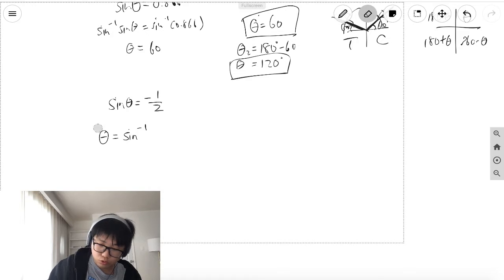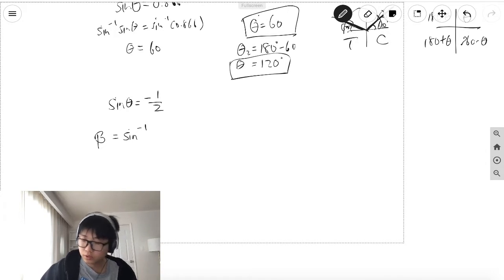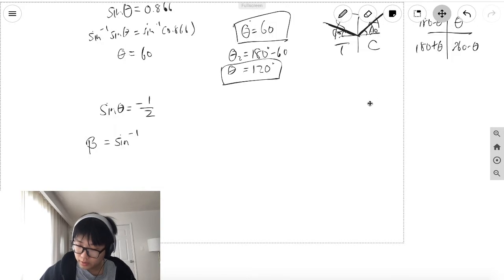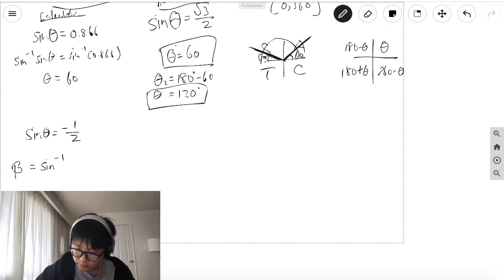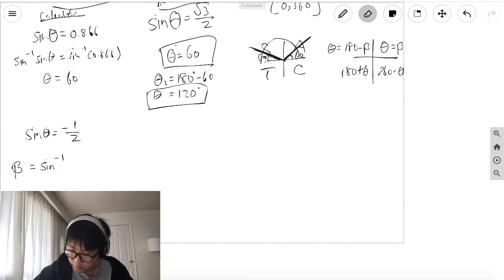you actually don't solve for theta, but you solve for beta. So I'm just going to give you a different letter. I'm calling this beta right here. So these small angles, I'll call that beta. So in this quadrant, beta is equal to theta. In this quadrant, I'm going to revise that. The theta, which is the big angle, is 180 minus beta.